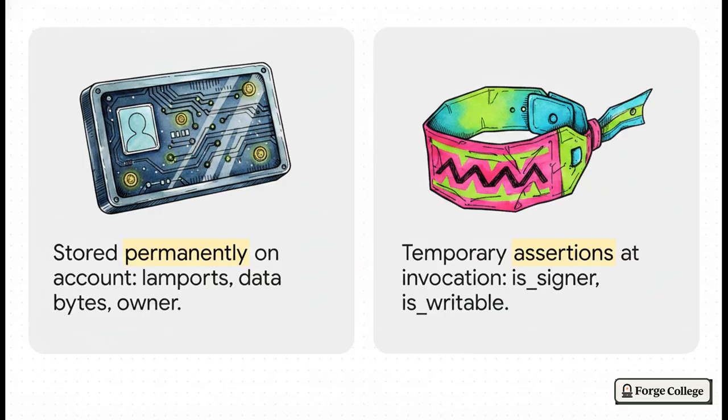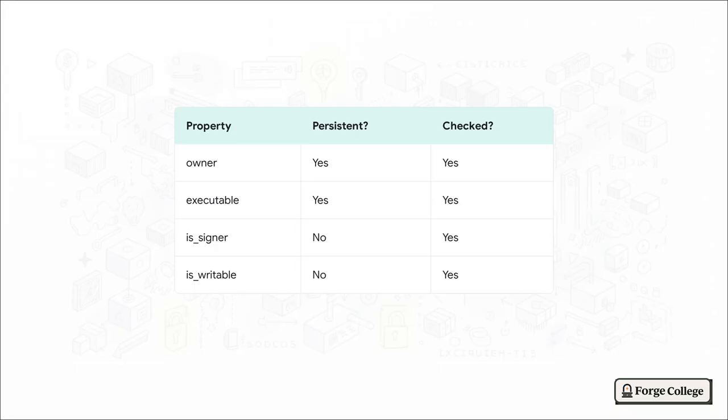That's your physical laminated ID card. Then you have per instruction flags, is signer and is writable. Those only exist as a temporary assertion during that specific transaction. That is the neon paper wristband you put on just for the night. Let's break down exactly what lives where.